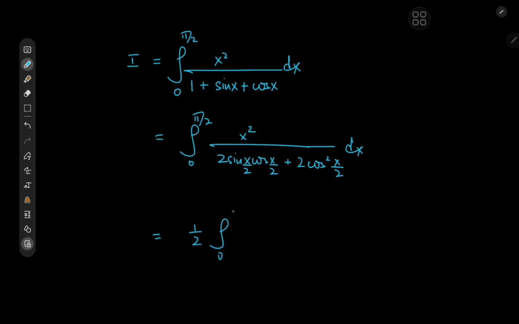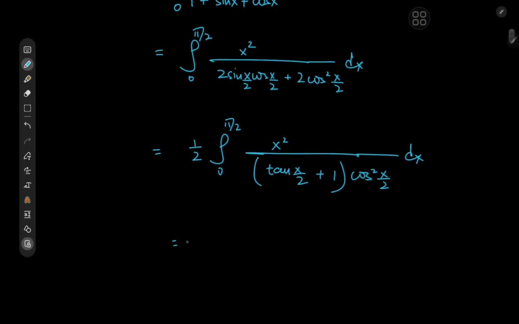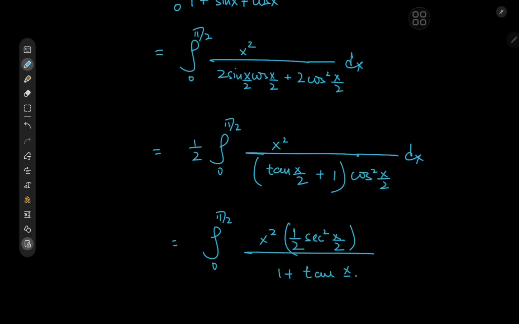We have 1/2 the integral from 0 to pi by 2 of x squared divided by... Okay, so we factored out cosine x by 2 and the factor of 2. So that means we're left with tangent of x by 2 here, plus 1, which is pretty cool, and we have cosine square x by 2, integration with respect to x. Now, of course, that means we have integral 0 to pi by 2 of x squared times 1/2 of secant square x by 2 divided by 1 plus the tangent of x by 2.